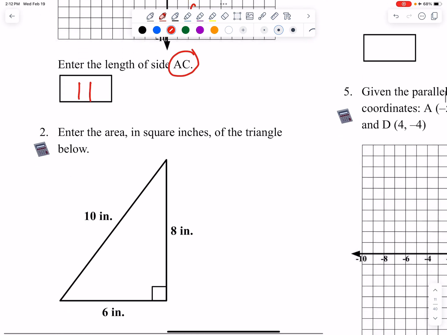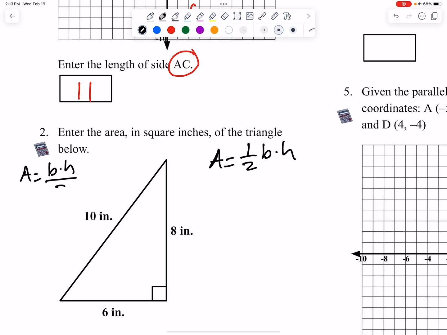All right, enter the area in square inches of the triangle below. And notice we saw a bunch of triangles, so that's a little hint right there, right? In sixth grade, you need to know that the area of a triangle is 1/2 base times height, or some of you might have seen it as area as base times height divided by 2. Either one works.